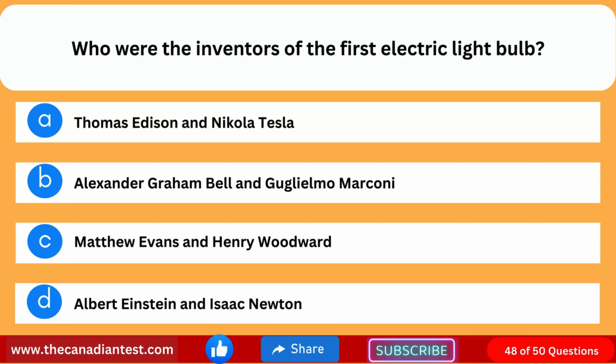Who were the inventors of the first electric light bulb? Option A, Thomas Edison and Nikola Tesla. Option B, Alexander Graham Bell and Guglielmo Marconi. Option C, Matthew Evans and Henry Woodward. Option D, Albert Einstein and Isaac Newton.